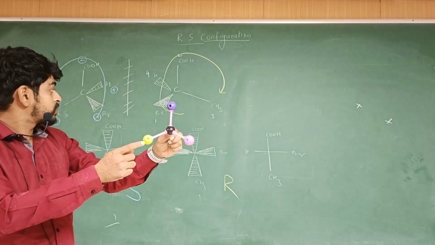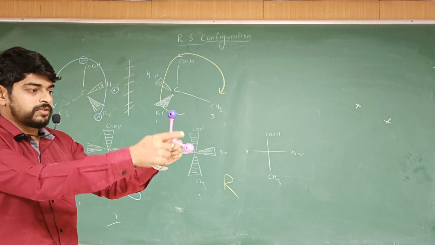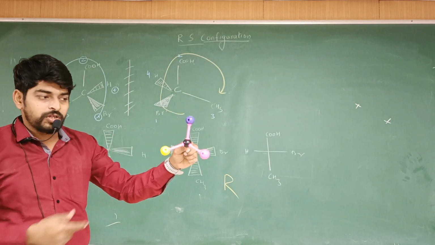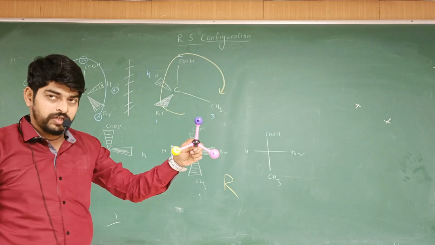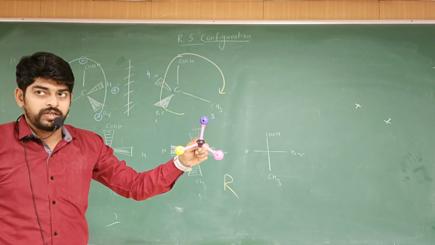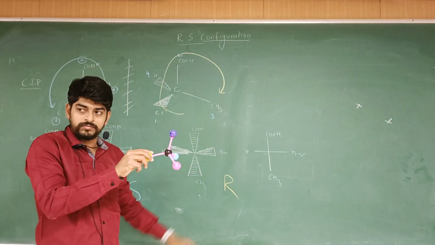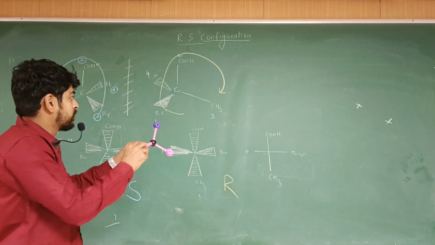High priority group is bromine, then COOH, then CH3. How are these oriented? Clockwise, no? 1, 2, 3. That is clockwise. If they are oriented clockwise, then the configuration I should write is R. Is that point clear? Now writing the Fisher representation of this.